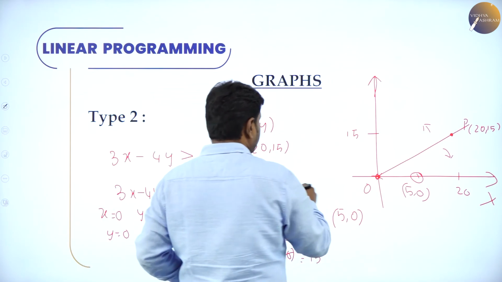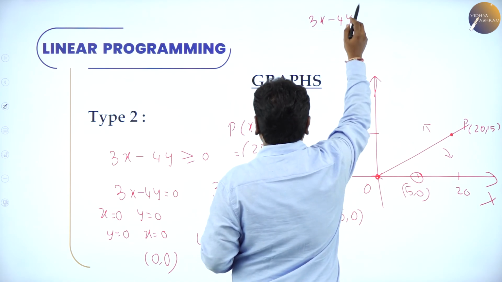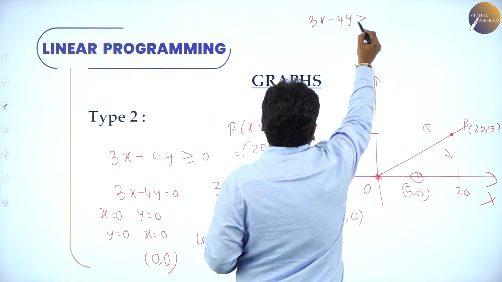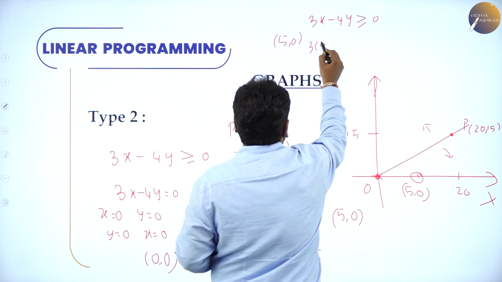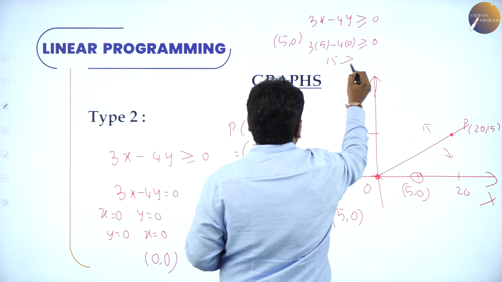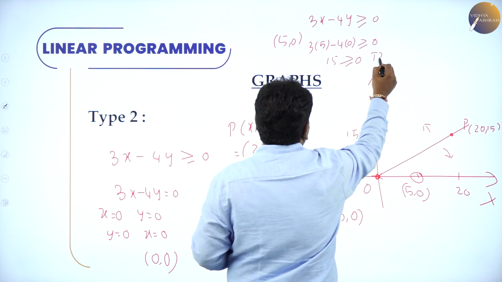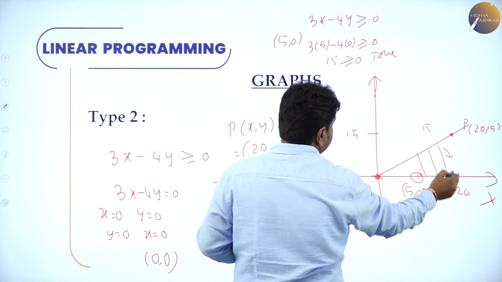That's it. So now that is 3x minus 4y greater than or equal to 0. I'll put 5 comma 0. So that is 3 into 5 minus 4 into 0 greater than or equal to 0. 15 greater than 0 I'll get. Is it true? 15 is greater than 0, it is true. So I should go towards this. Shading comes like this.